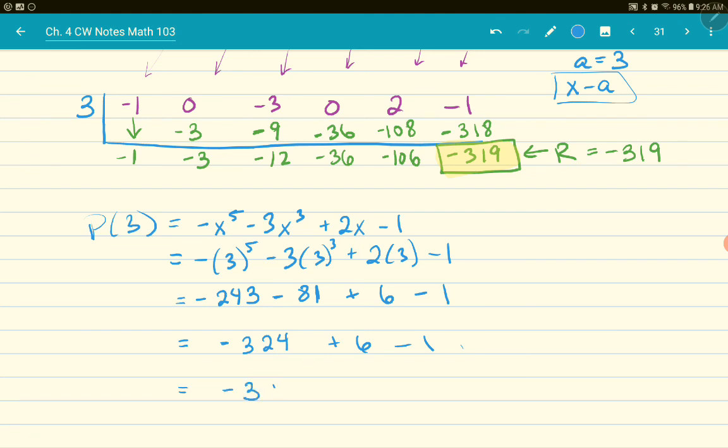Negative 324 plus 6 gives negative 318, and then subtracting 1, I get negative 319, which indeed is the same.